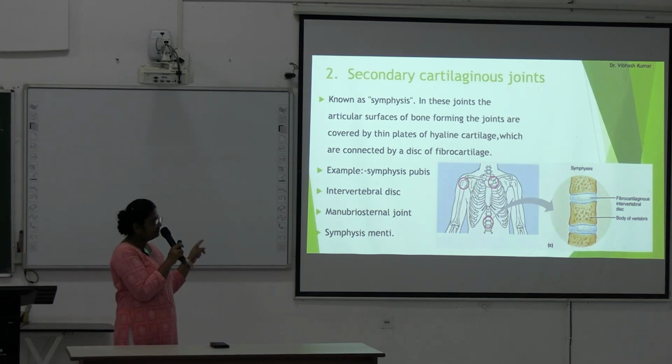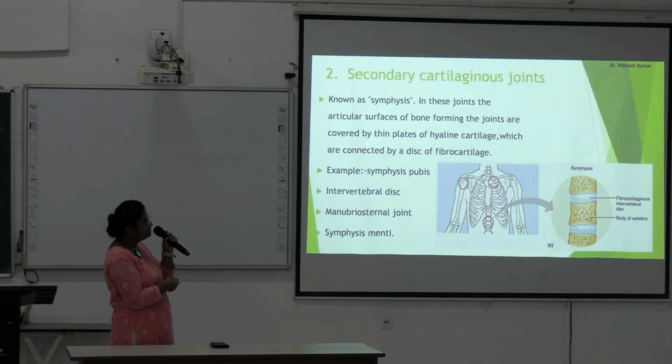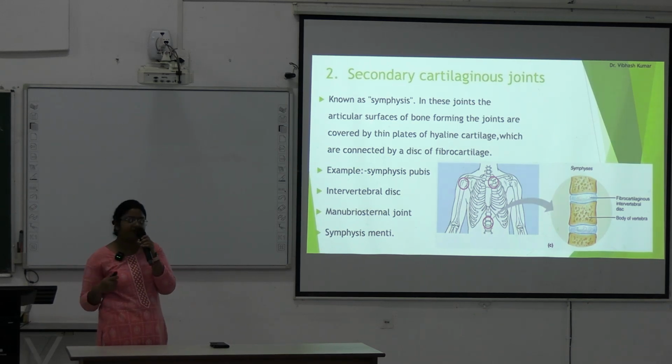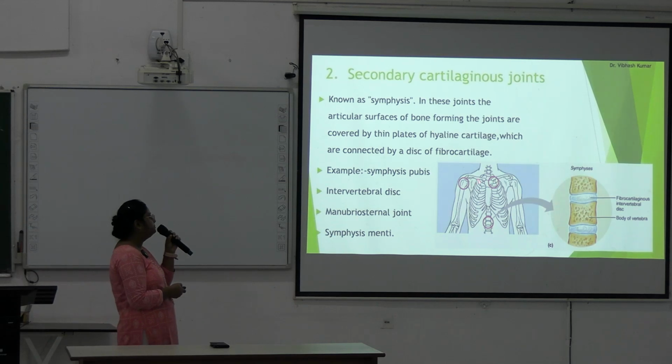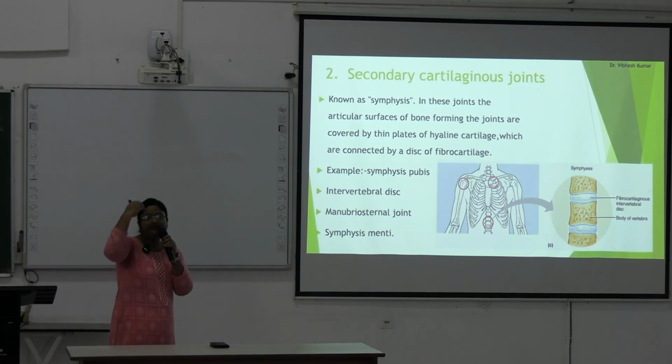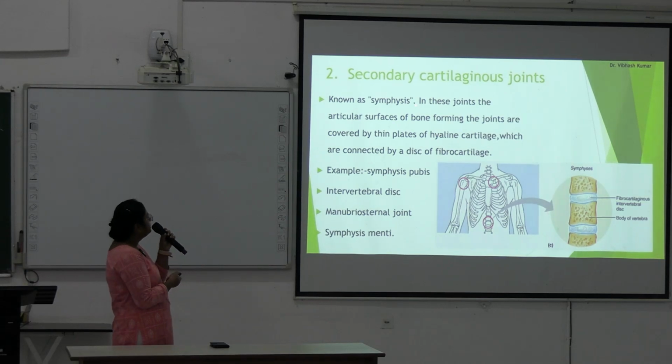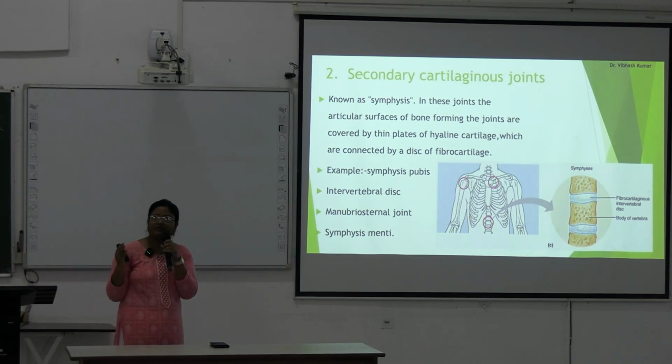So you can see that these secondary cartilaginous joints are mainly lying in the midline of our body. See this manubriosternal joint, intervertebral joints, symphysis menti, symphysis pubis, all these are located in the midline of our body. So remember it. Secondary cartilaginous joints are mainly midline joints.